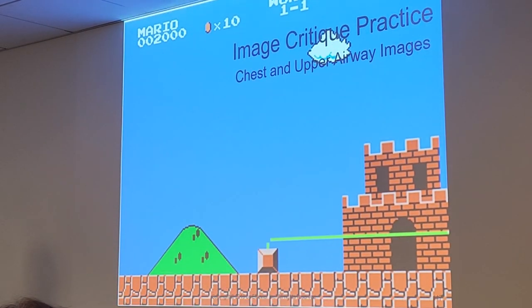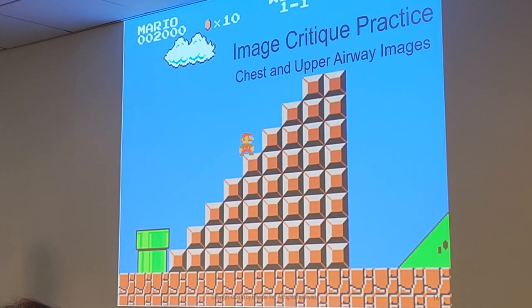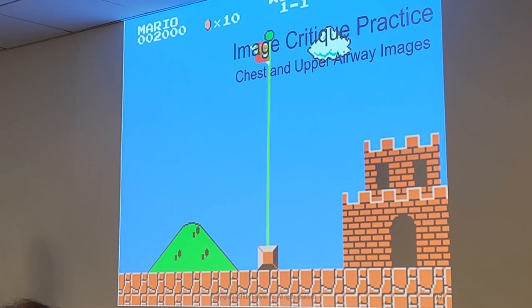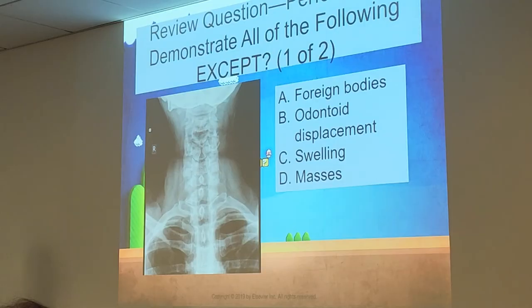All right, so a few image critique practice images here, guys, and then we will take a break and do our test review. These are the last few slides here. So, first question. Review question. This exam is performed to demonstrate all the following except what? Which one does not fit? B. I think most people say B. Do we all agree with B? You're correct that it is B.